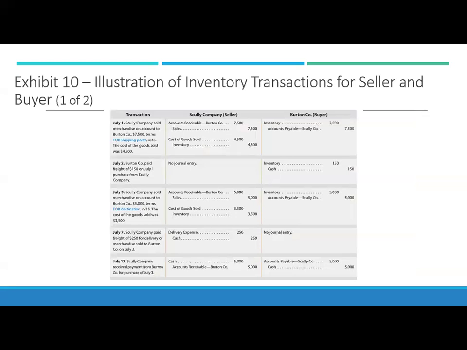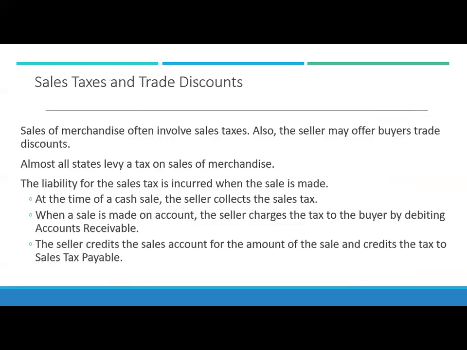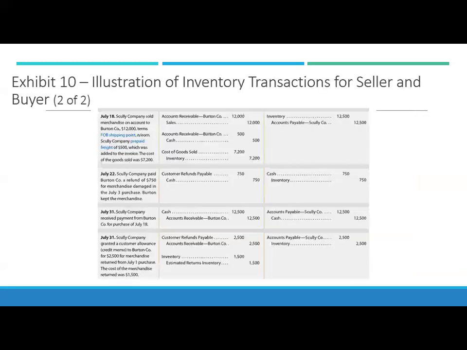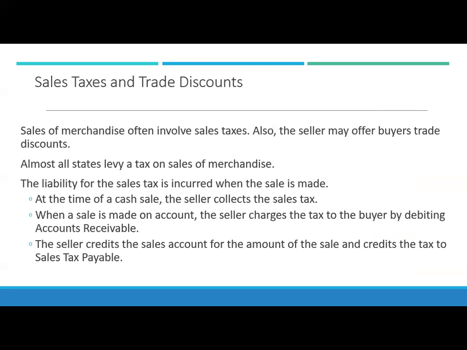Lots of journal entry examples. I want to make sure that we get to some other items, so I'm going to skip a few slides as we go here. Sales taxes and trade discounts.